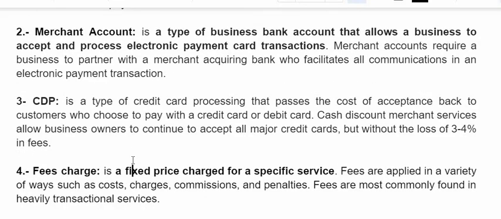Okay, next we have a fees charge. It's a fixed price charged for a specific service. Fees are applied in a variety of ways such as costs, charges, commissions, and penalties. Fees are most commonly found in heavily transactional services.